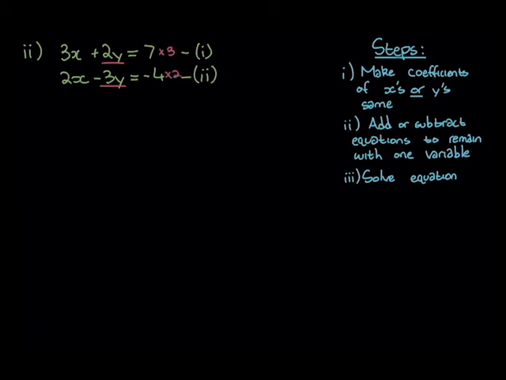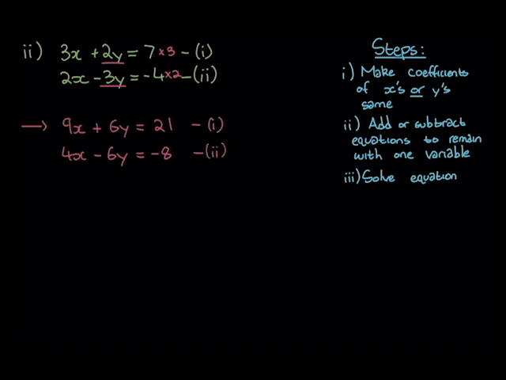Essentially, this is multiplying the whole equation. So this comes down to 3x times 3, which gives 9x, plus 2y times 3, which gives 6y, is equal to 7 times 3, which is 21. And 2x times 2 gives me 4x, minus 3y times 2 gives me minus 6y, is equal to minus 4 times 2, which is minus 8. So this is my first equation, and this is my second equation.